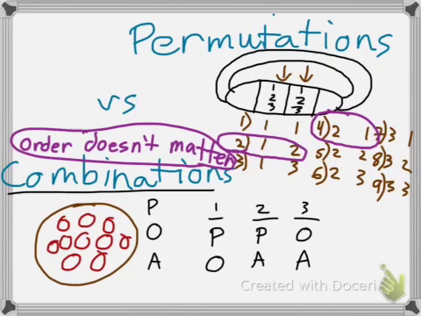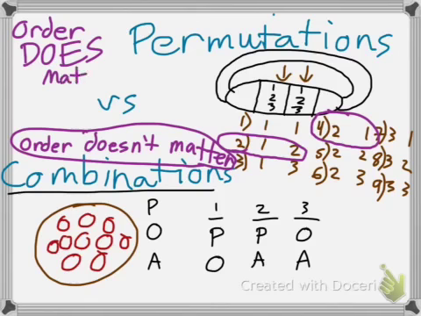And for permutations, you can probably guess it before I write it, that order does matter. The reason why that's so important is because order mattering is what gives us a lot more possibilities in the permutations as opposed to the combinations.